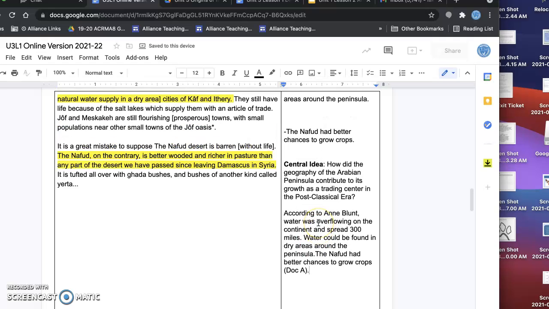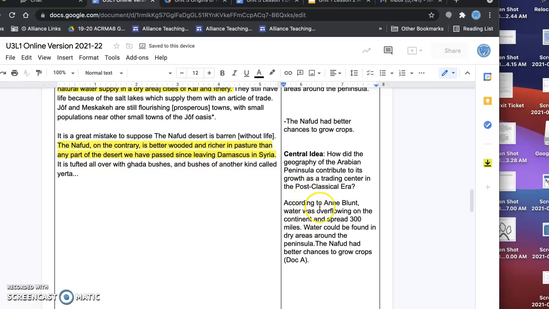So my final answer is, according to Anne Blunt, water was overflowing on the continent and spread 300 miles. Water could be found in dry areas across the peninsula. The Nafud had better chances to grow crops. Doc A. And this is how you do this assignment.